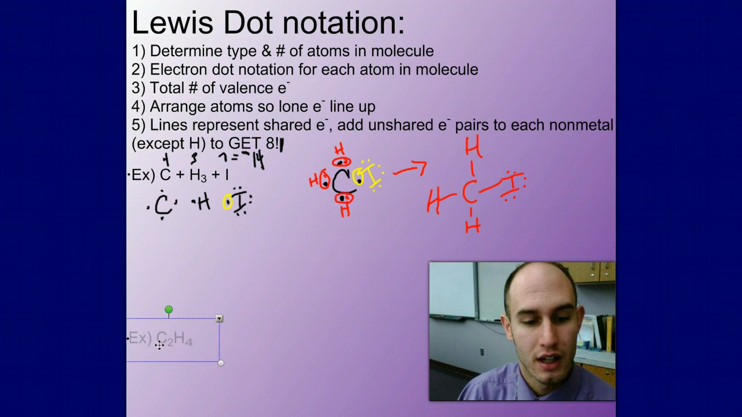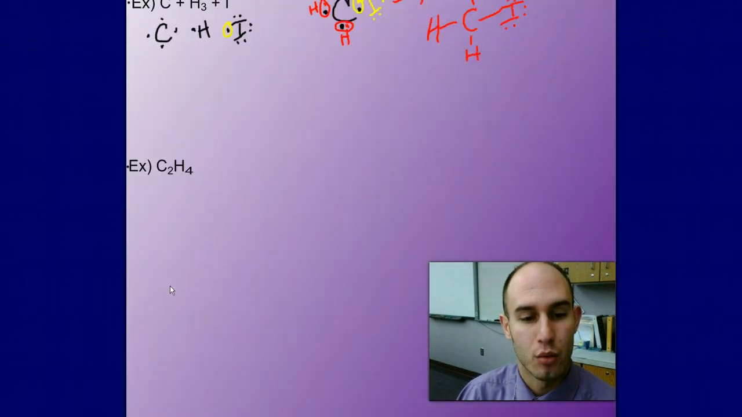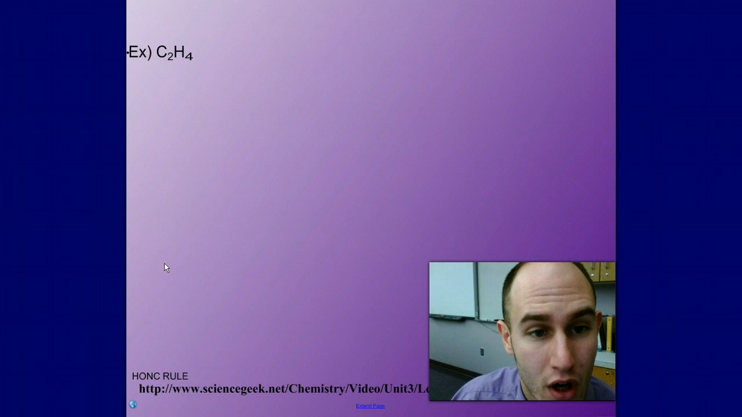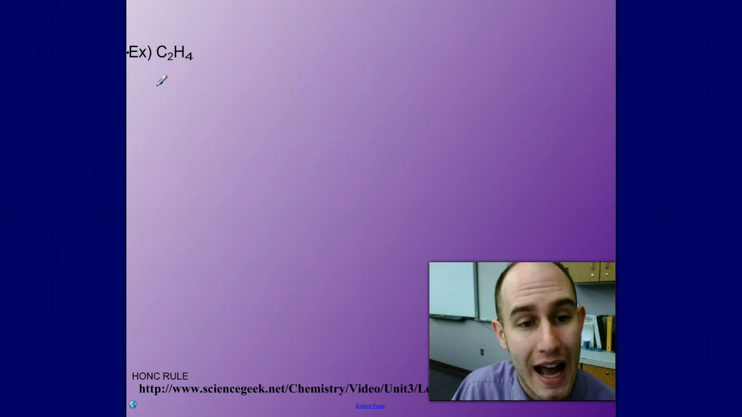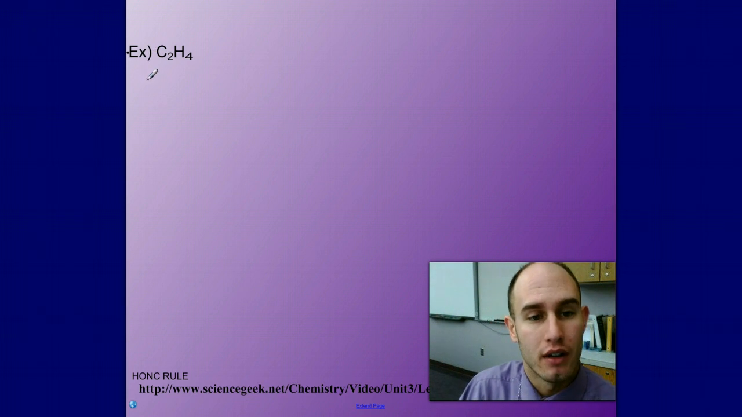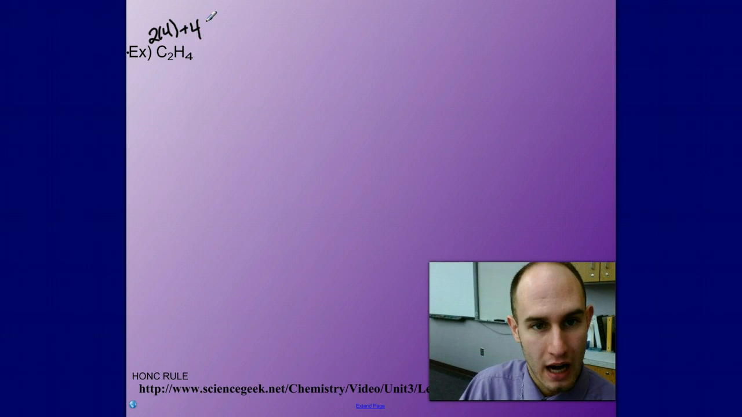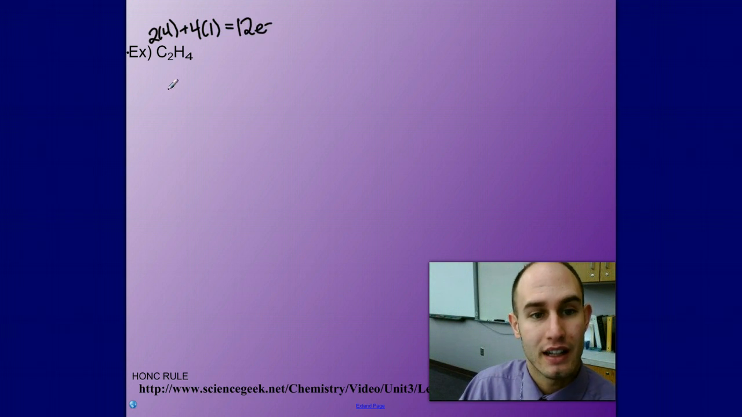Let's take a look at our next example, which is C2H4. So now I'm dealing with a little larger molecule that has a few more electrons in it. And again, my first step, I need to determine how many electrons carbon has. Each carbon is going to have 4 valence electrons. So that's 2 times 4 plus hydrogen. I have 4 hydrogen atoms, each with 1 valence electron. So I have a total here of 4 plus 8, which is going to give me 12 electrons I have to deal with. And again, I'm going to set up here my structure.